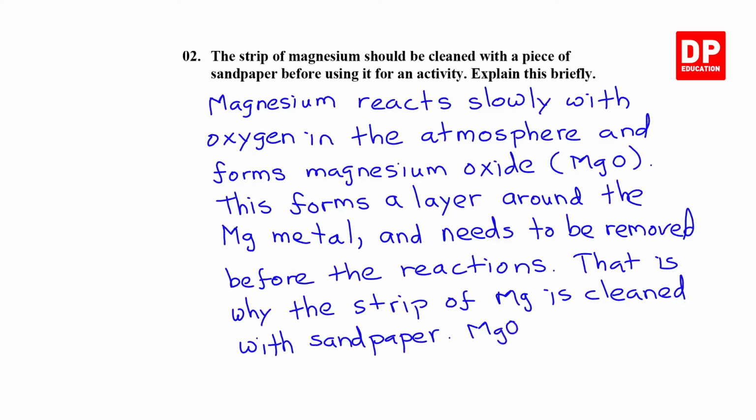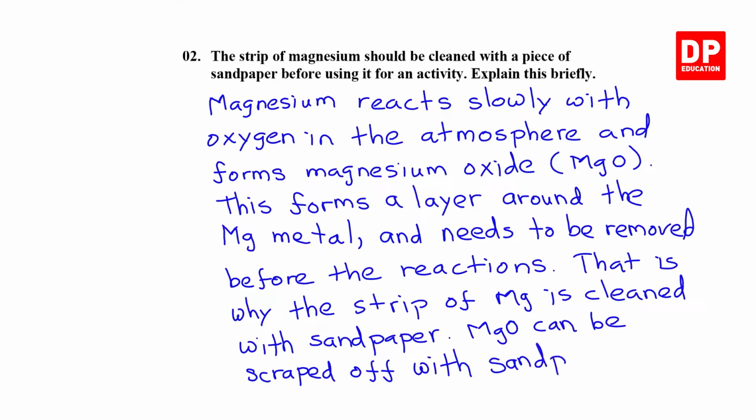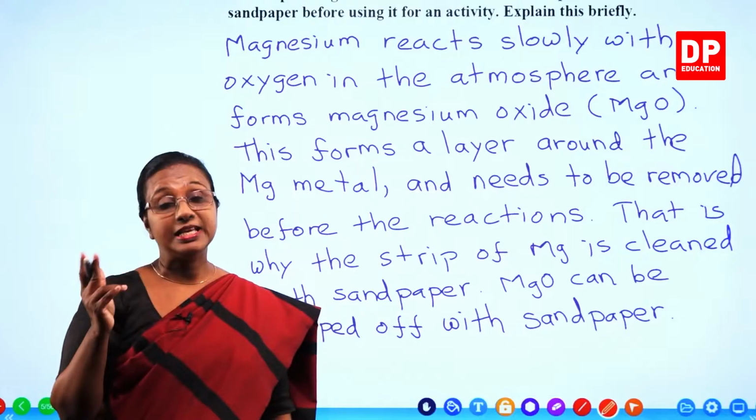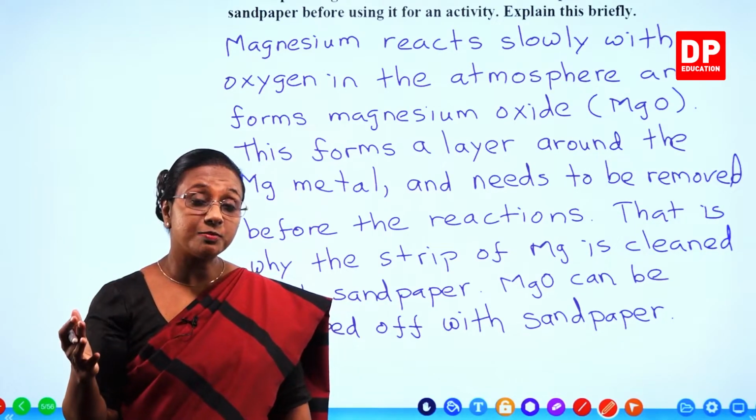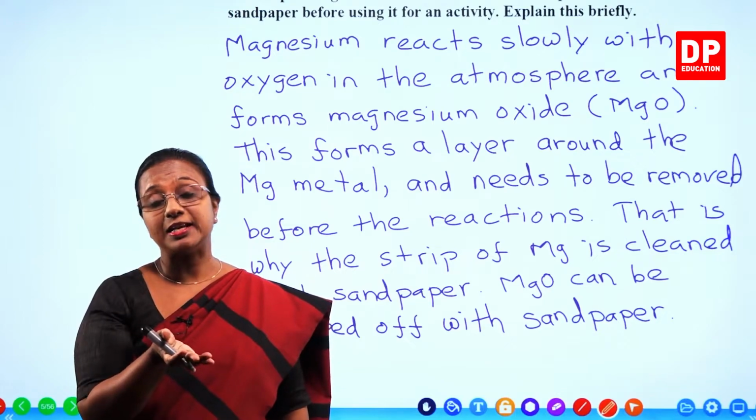Magnesium oxide can be scraped off with sandpaper. So two things, students. One thing, the magnesium oxide layer forms over the magnesium strip.